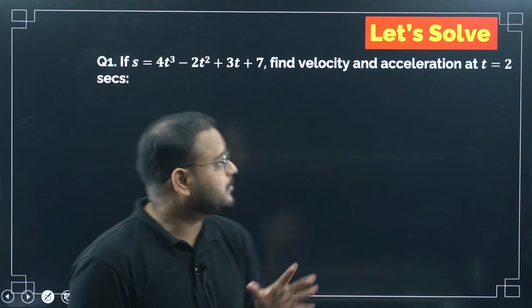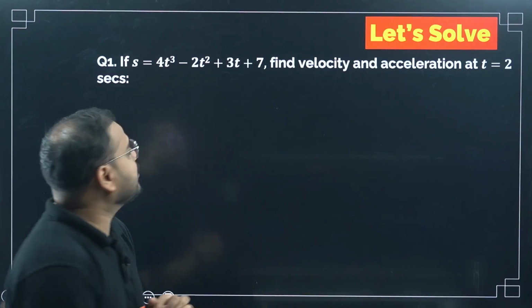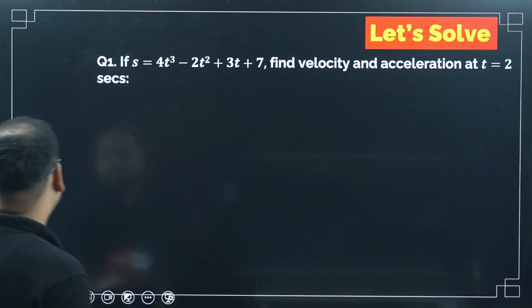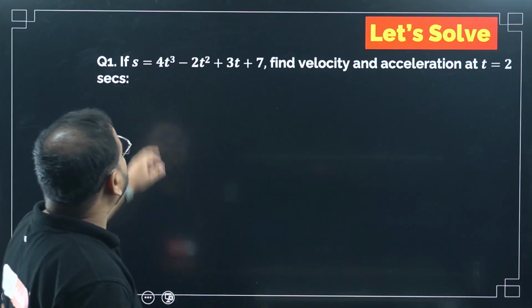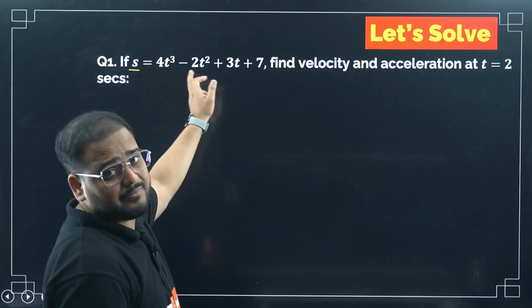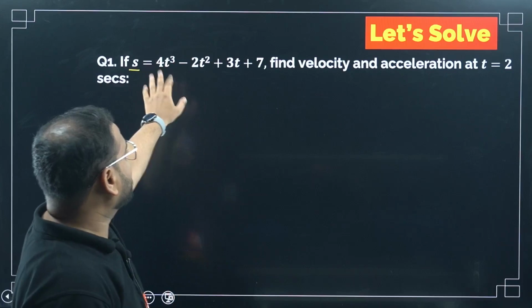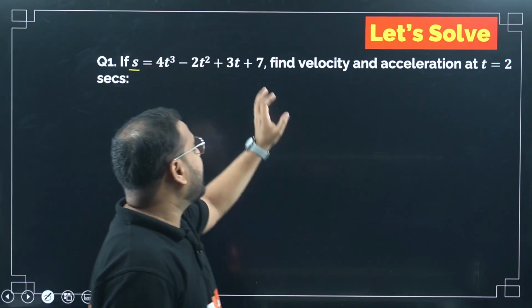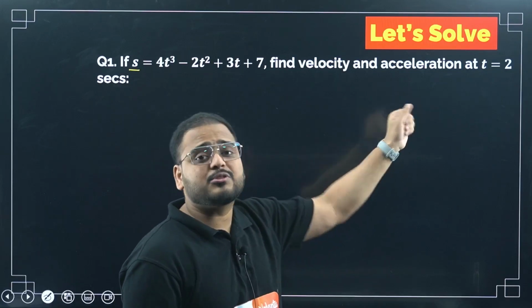The first question which is coming up is on rate of change of quantity. This is a very simple question. I've started from a very simple question. It's given that S represents a displacement function. S is given in terms of time t. It is a cubic function, 4t cube minus 2t square plus 3t plus 7. Find velocity and acceleration when time is equal to 2.